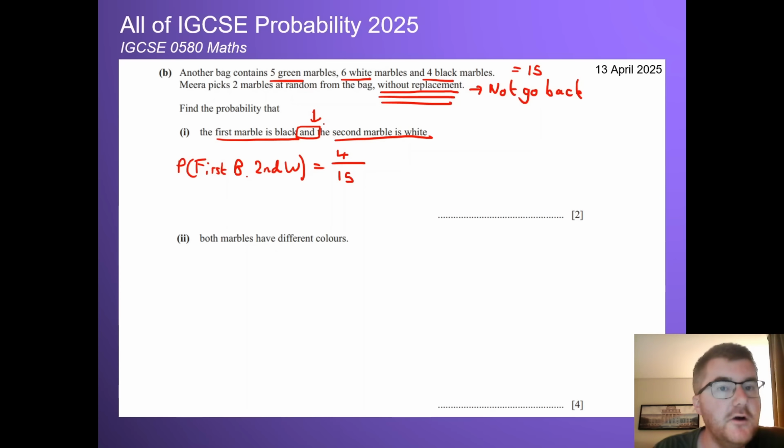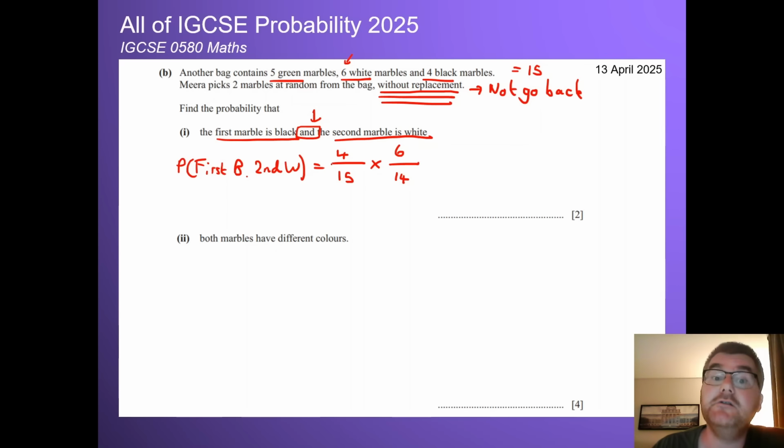Because we have this word and, we're going to be doing some multiplying. Again, nice little trick to know. And we want the second marble to be white. Now, nothing goes back, so now we have 14 marbles left. How many are white? Well, we've still got 6 white marbles. Nothing has disappeared. So we get 4 over 15 times 6 over 14.